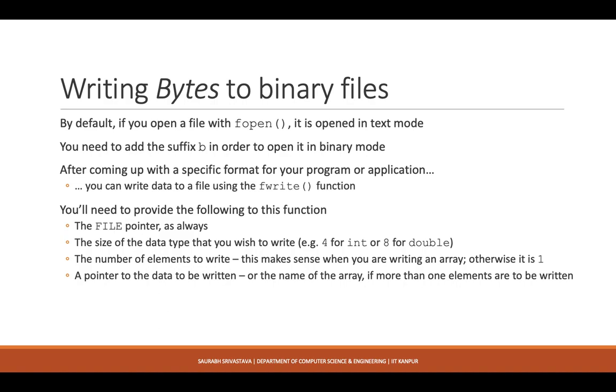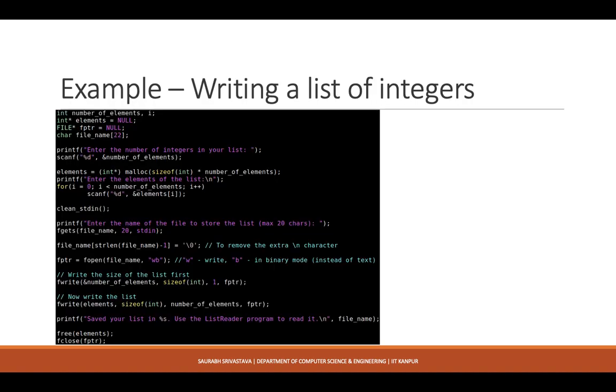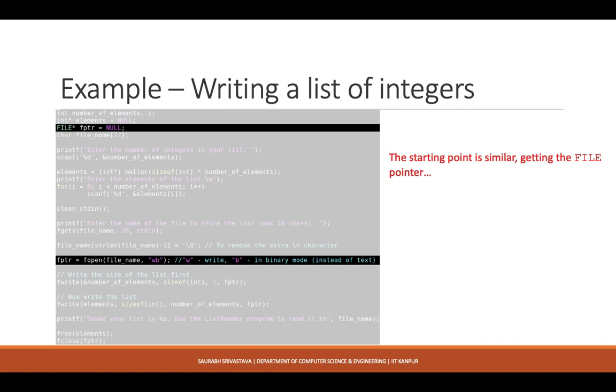The last and most important parameter that you are going to provide is the actual data, right? So it could be a variable, or it could be an array. An array makes sense when you are going to write more than one element, so then you can also pass an array. So this is how it looks like. Again, the starting point is pretty similar. It's just that instead of just w, I give wb, something like this. This means that this is a binary file.